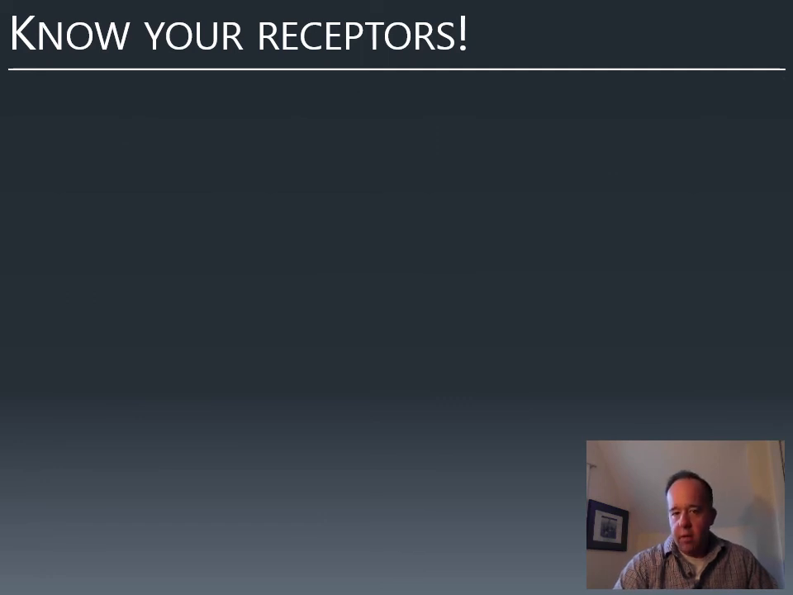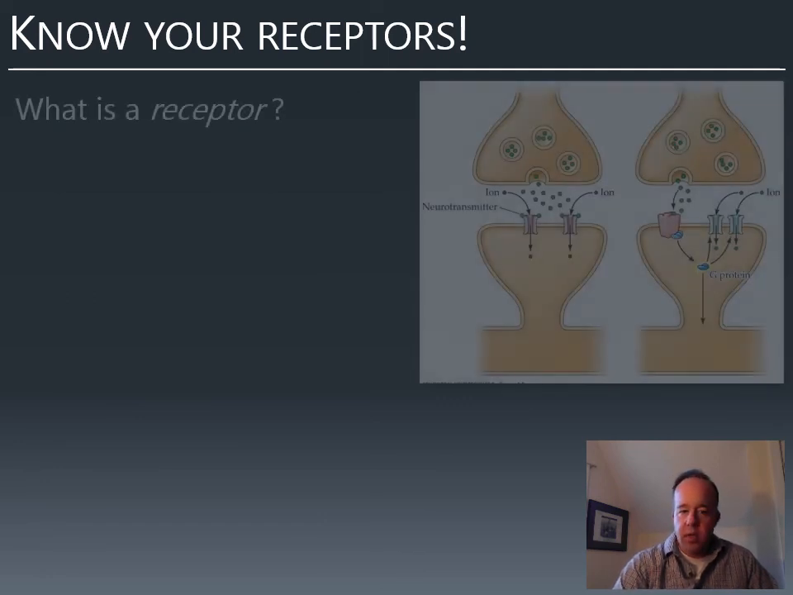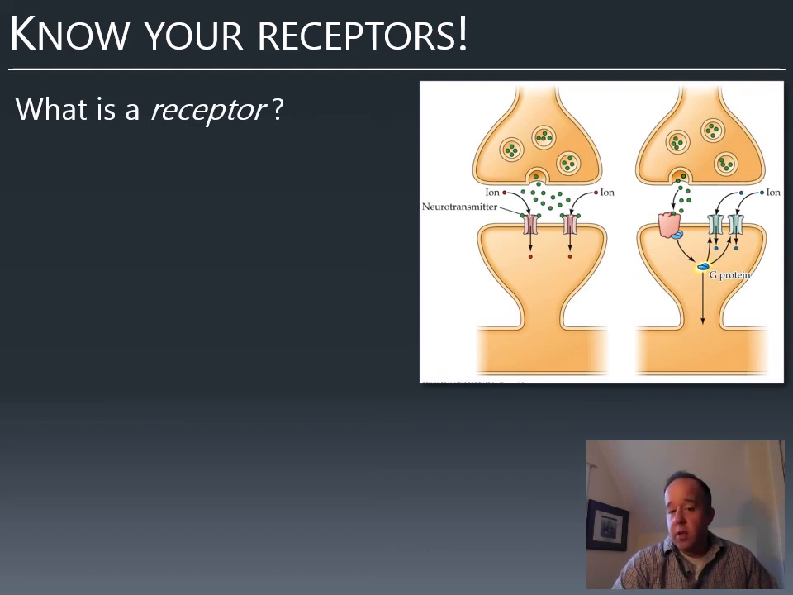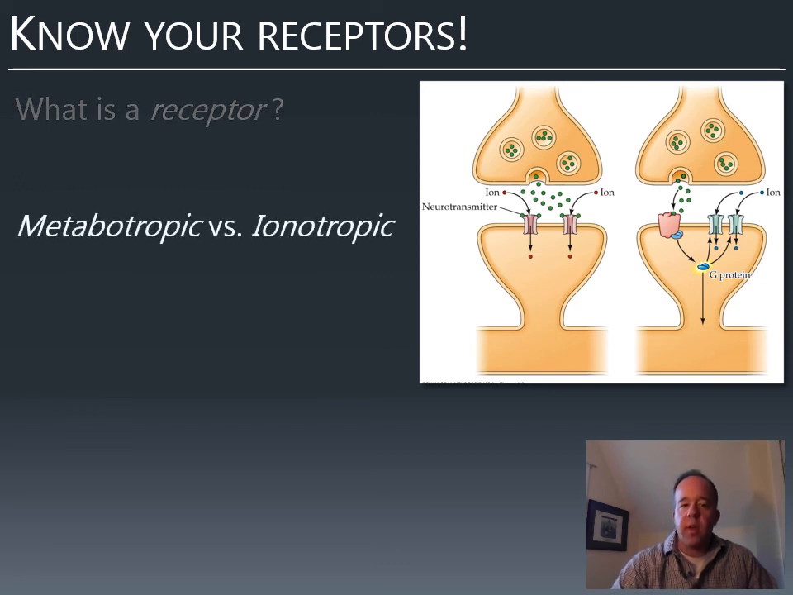Postsynaptic side of synaptic transmission. So know your receptors. So first know what a receptor is. It's a protein that a neurotransmitter binds to. That's the most basic definition. And we know that they come in two basic flavors, metabotropic and ionotropic. So know what that difference means, know what those terms mean, and we need to know what that means structurally.